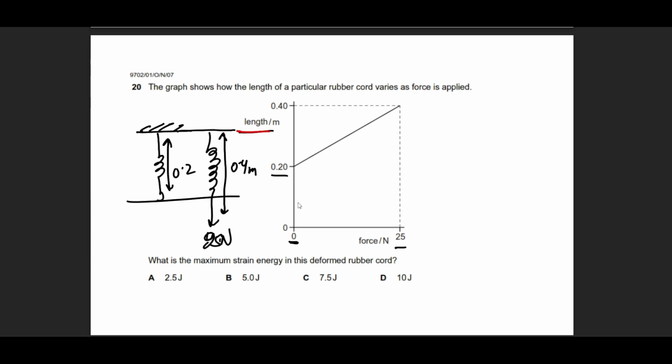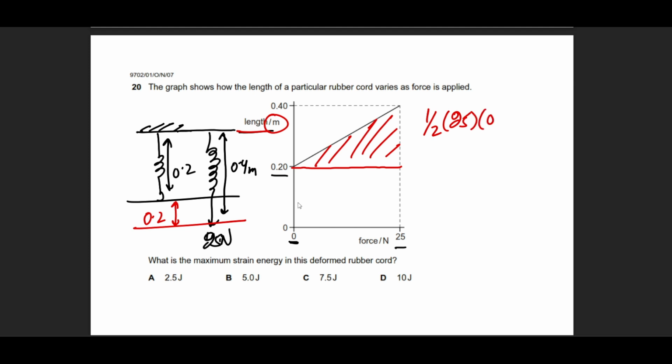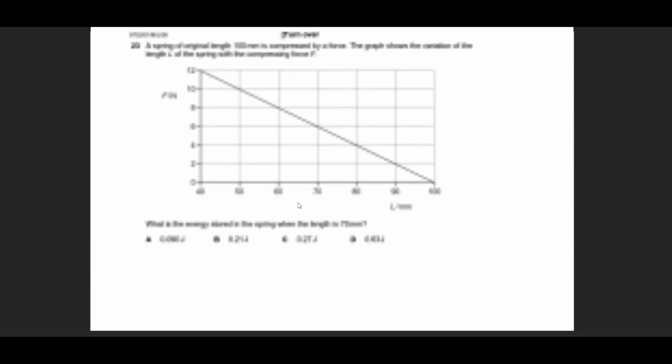This is length. The only area or the only work done that you've done is actually in this portion. Or you can visualize it this way. So the extension in this situation is going to be 0.2. Notice that this is meters, no need to do conversion. So we're left with 1 over 2, F is 25 multiplied by 0.2. If you solve this question, you are going to get 2.5 joules. So be very careful about this word length.